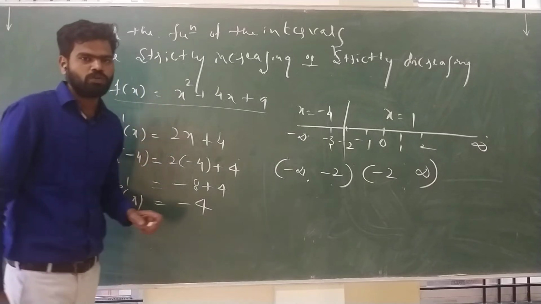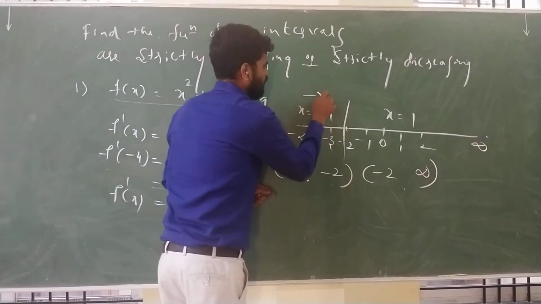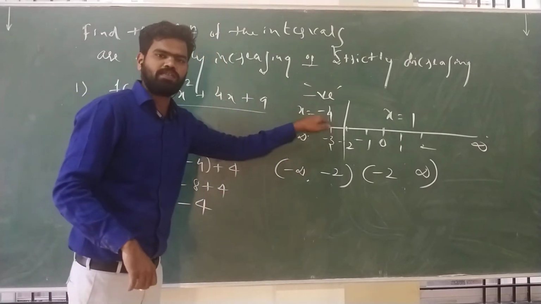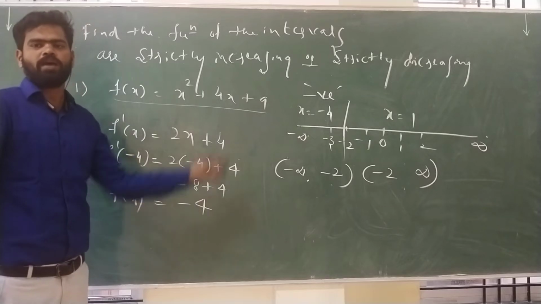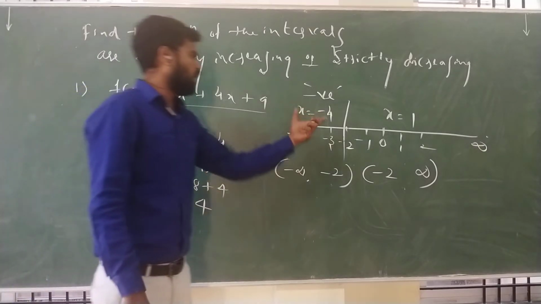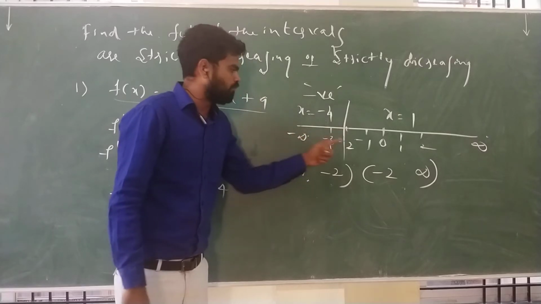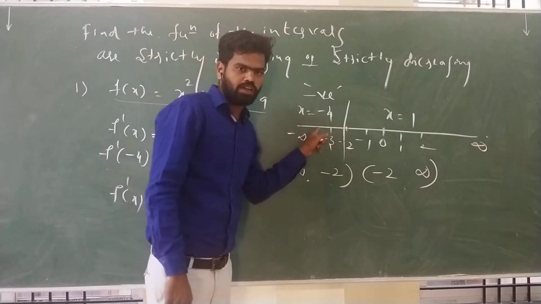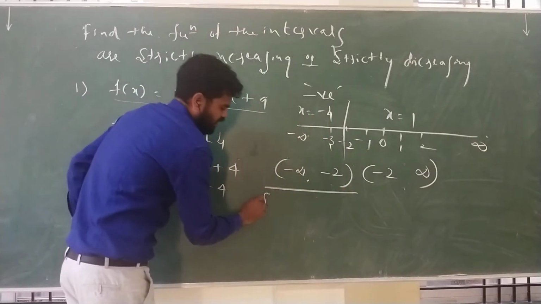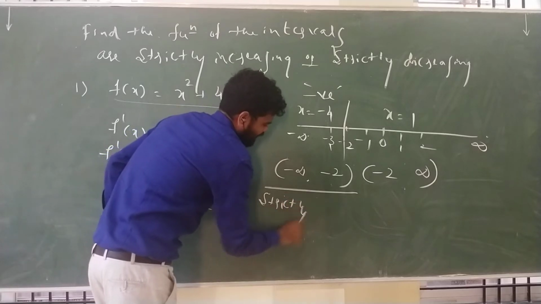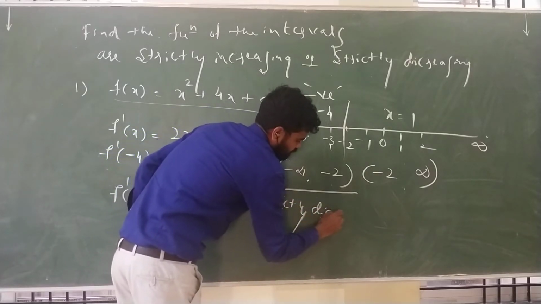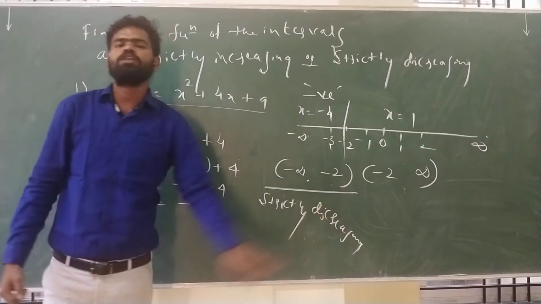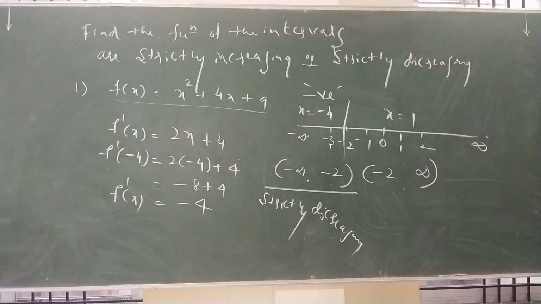Is it negative or positive? Therefore the value should be negative. So take any value in this interval. If suppose x equal to minus 3, the value is a negative number. Take x equal to minus 5, the value should be negative. So in the interval of minus infinity to minus 2, all the values are negative, therefore this is a strictly decreasing interval. Minus infinity to minus 2 is strictly decreasing.